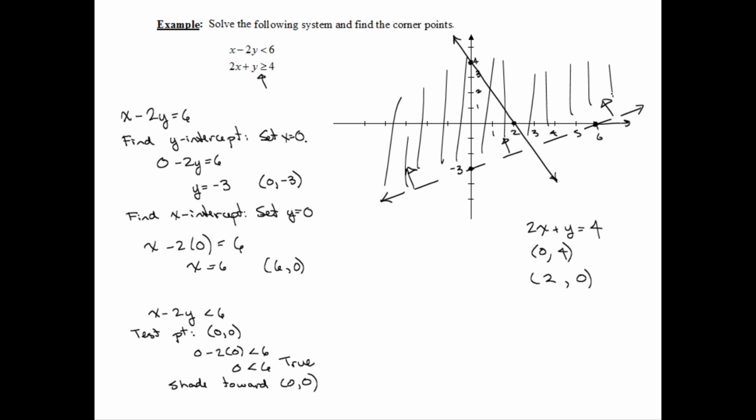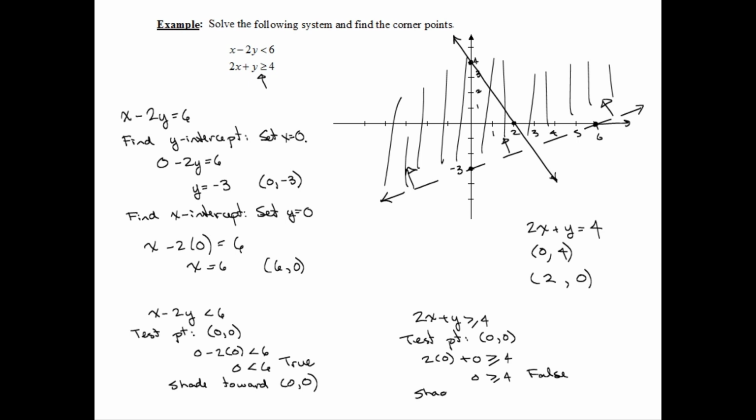Now let's look at the second inequality. 2x plus y greater than or equal to 4. Once again, if we put in as our test point the origin 0, 0, now we have 2 times 0 plus 0 greater than or equal to 4. So we get 0 greater than or equal to 4. This is a false statement.